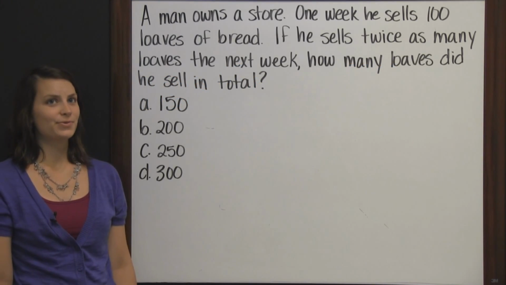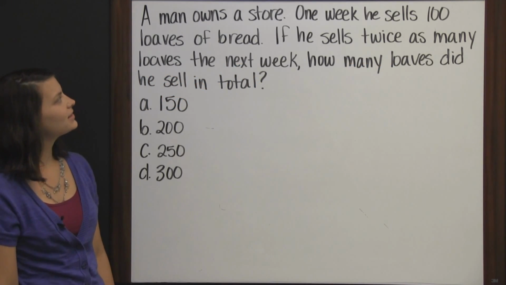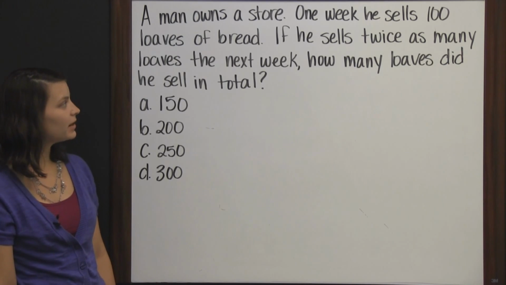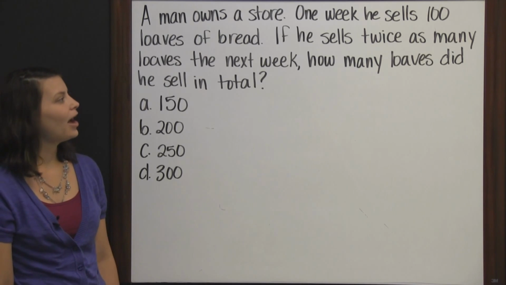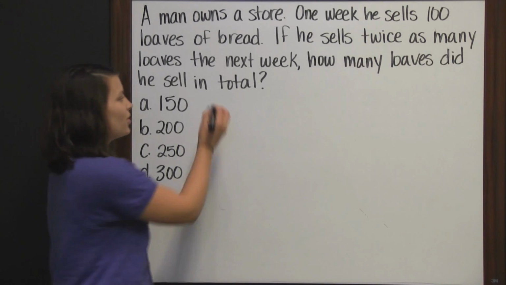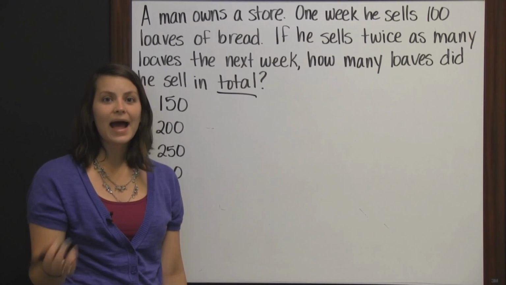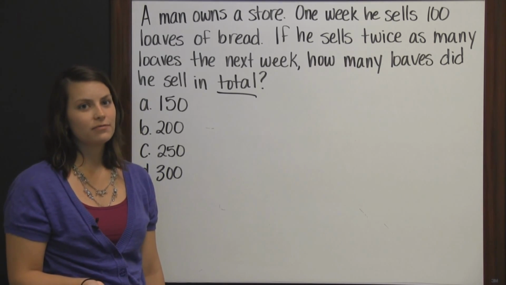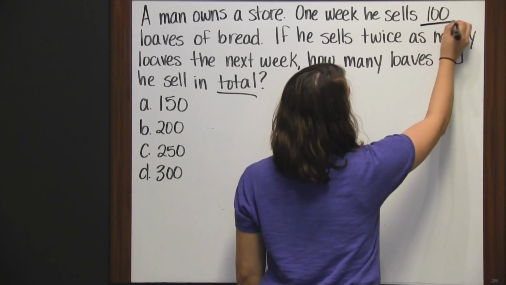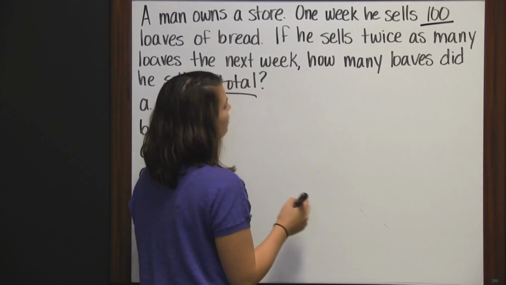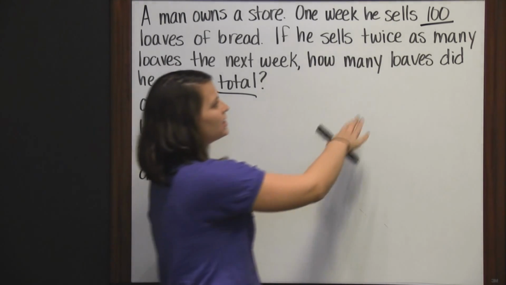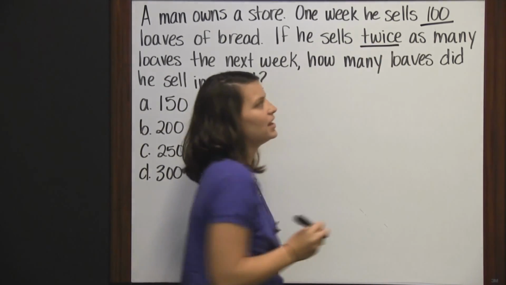A man owns a store. 1 week he sells 100 loaves of bread. If he sells twice as many loaves the next week, how many loaves did he sell in total? So total tells us that we need to add up all of the loaves of bread that have been sold. We know he sold 100 loaves of bread in the first week, but then the next week it just says he sold twice as many.